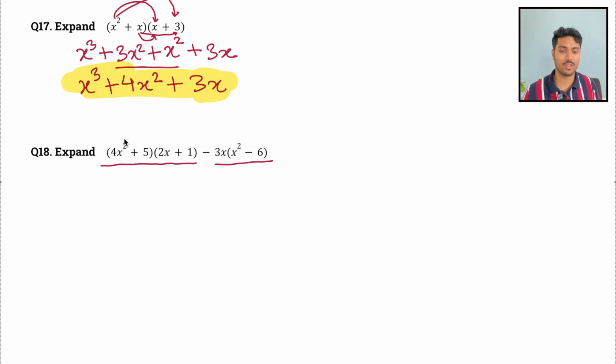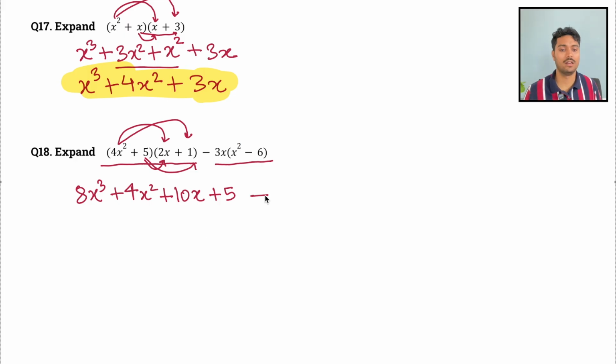So first expand this, 4x square multiplied by 2x. So 4 into 2, 8, x square into x, x cube. Now 4x square multiplied with 1, so 4x square, same. 5 into 2x, so 5 into 2, 10 with x, and 5 multiplied by 1, 5. Minus, now we'll multiply this, so 3x into x square, so 3x cube. Now minus 3x multiplied by minus 6, so minus times minus is plus, 6 3s are 18 with x.